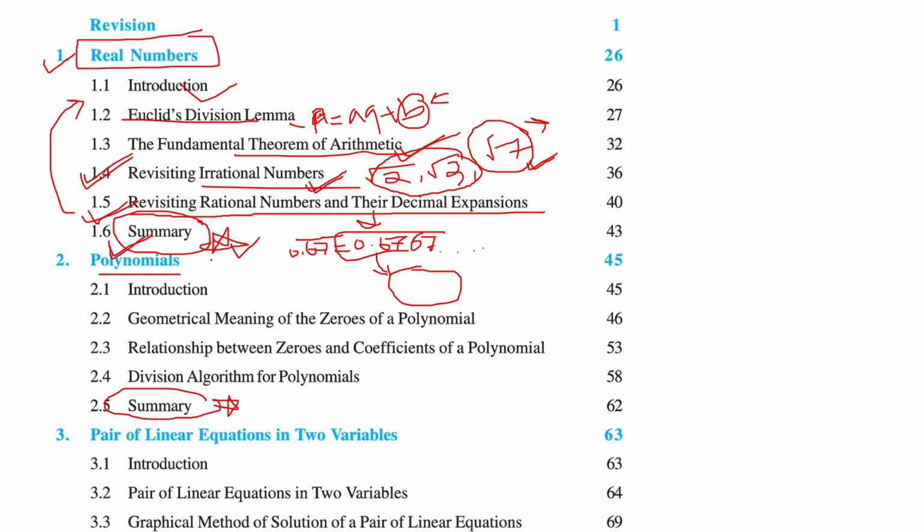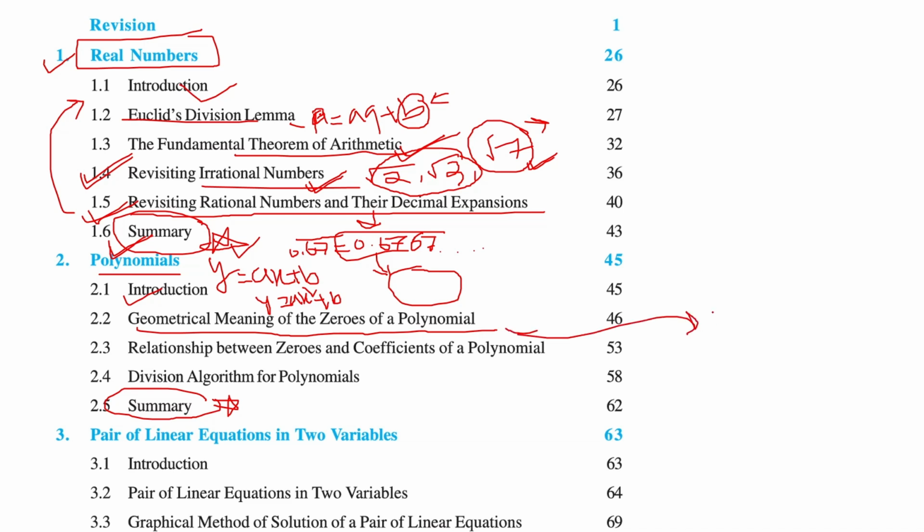What is polynomial? We also know that, like y equal to ax plus b, and so on, like quadratic equations, quadratic polynomial. These are the introduction here. Geometrical meaning of zeros of polynomial. What are zeros of polynomial?